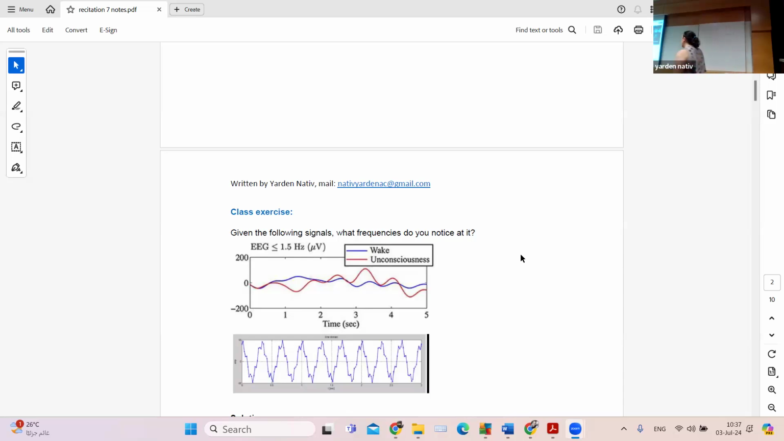Great. And now for the red, we can count: 1, 2, 3, 4, 5, 6, or more about 5. So we have around 5 peaks within 5 seconds. So this one is 1 hertz, as Julio just said. And we also see over here another wave, the slower one, that goes like this, right? So this one is only 1 period, okay?